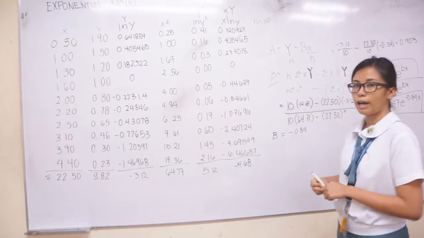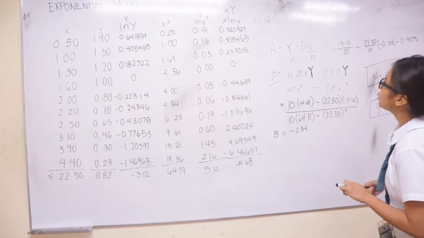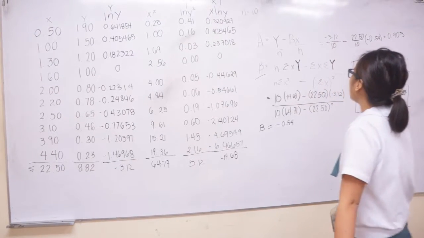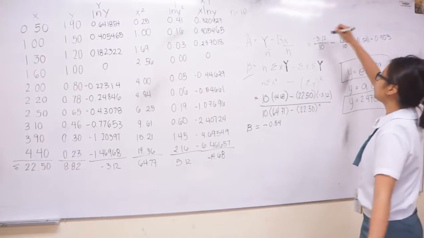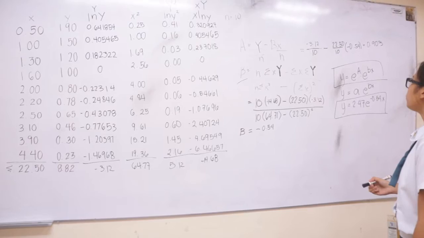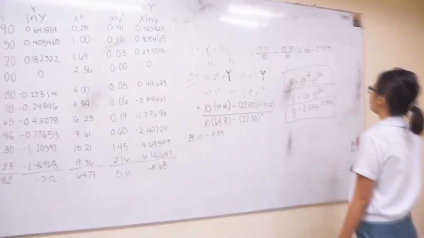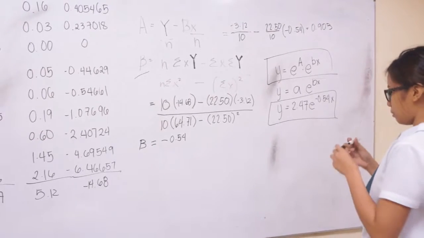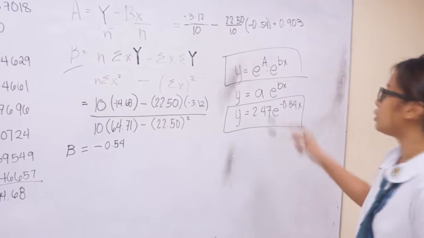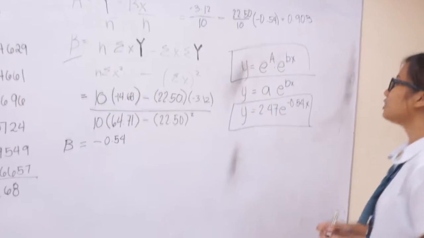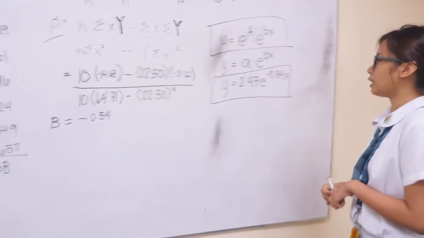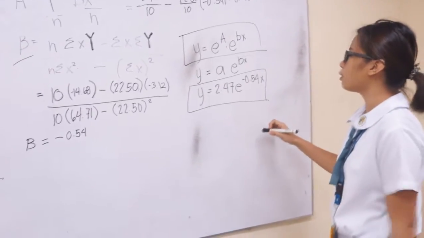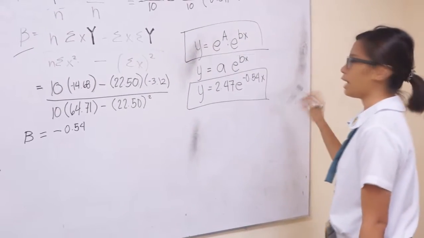After solving for the value of b, we need to solve for the value of a, which is capital Y over n minus b times x over n. With this formula, we can get negative 3.12 over 10 minus 22.50 over 10 times negative 0.54. And we can solve for the value of a, which is 0.902. After getting both values a and b, we need to substitute the values in the formula Y is equal to e raised to capital A times e raised to bx. And by substituting, the answer is y is equal to 2.47 e raised to negative 0.54x.